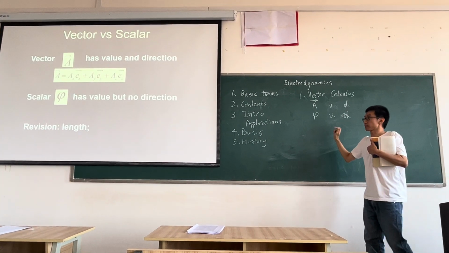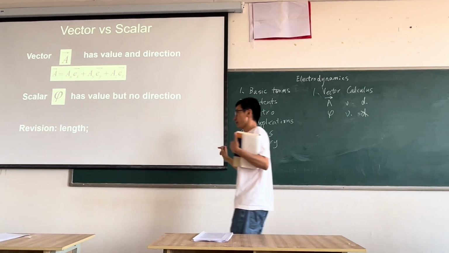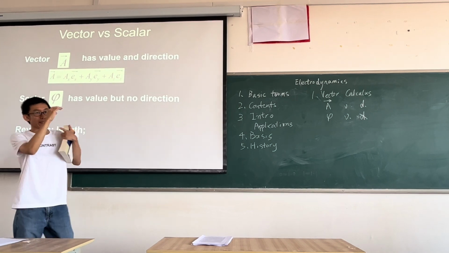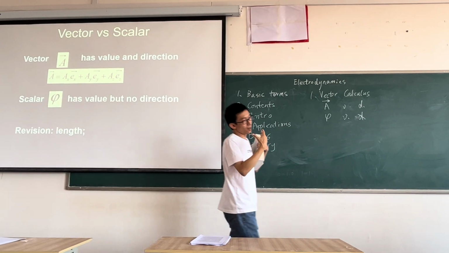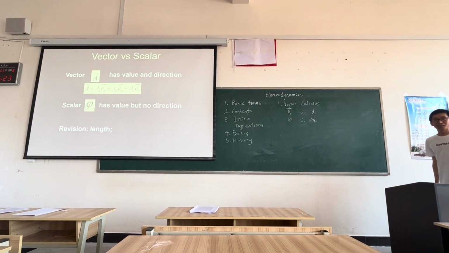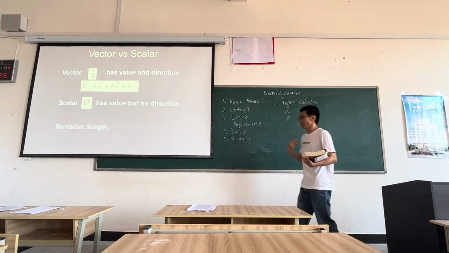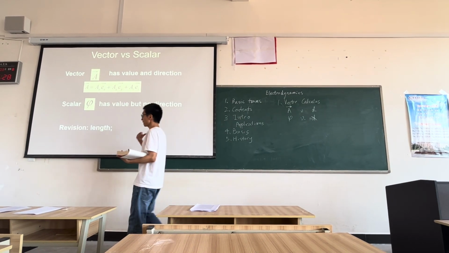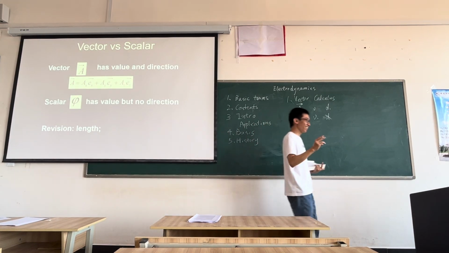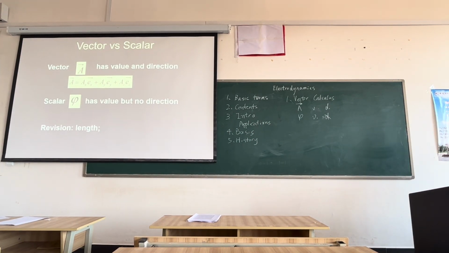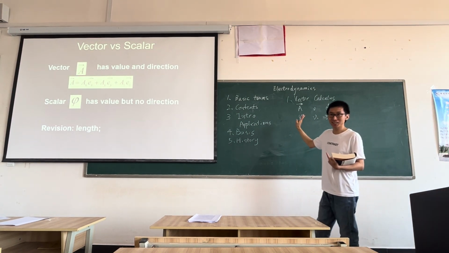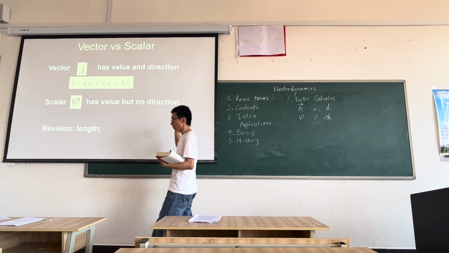How do we understand this? A scalar is easy. For example, the density of anything, the density of water in our body, for example, or maybe the density of meat. Obviously, density does not have a direction.